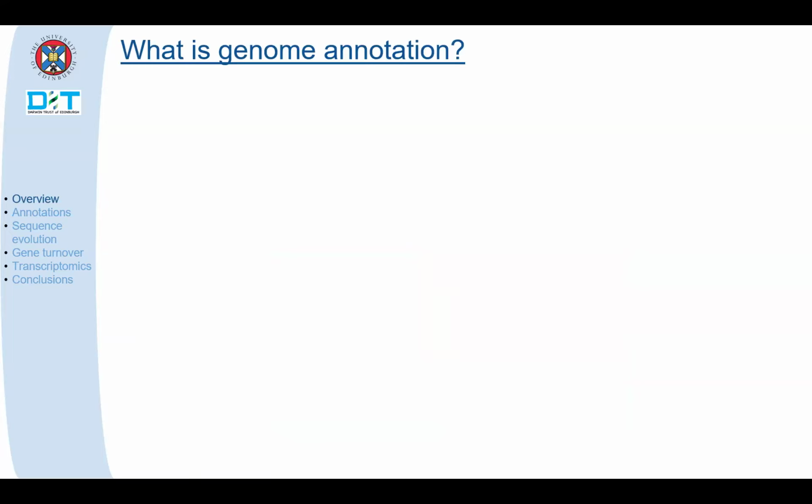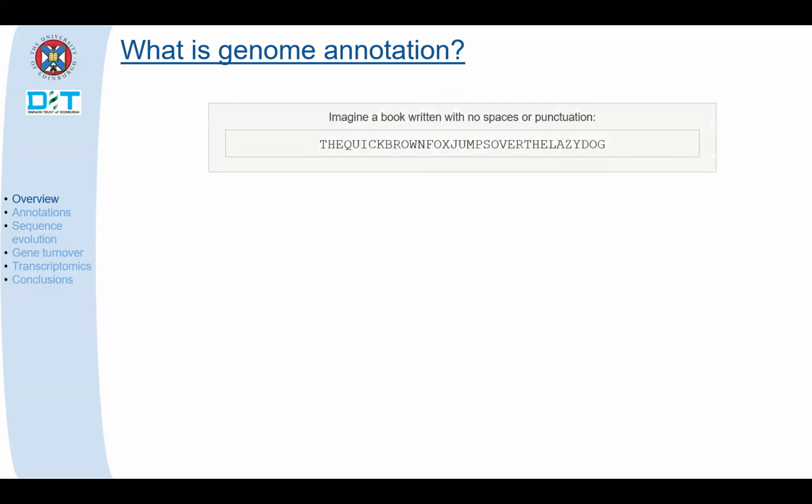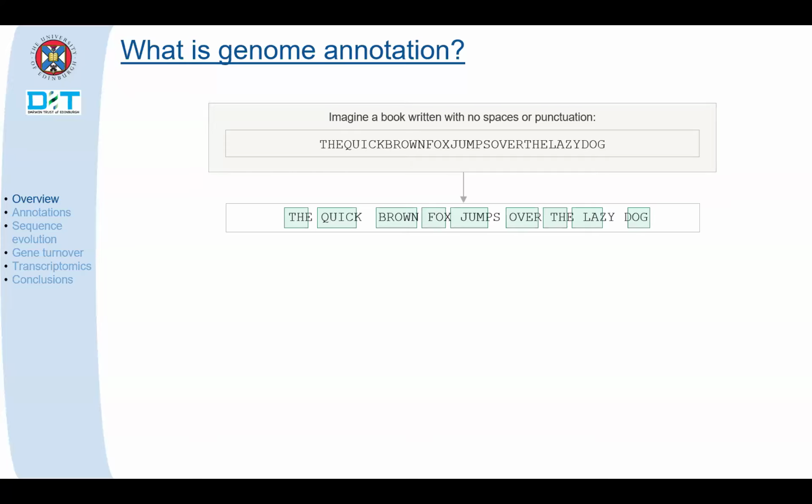So what is genome annotation? Genome annotation is the process of identifying genes in the genome sequences and predicting their exact boundaries, like predicting exon-intron boundaries, predicting the UTR region, and so on. A simple way to think about it is like finding words in a book which is written without any spaces. So there is a meaning, but you need additional information to parse it.